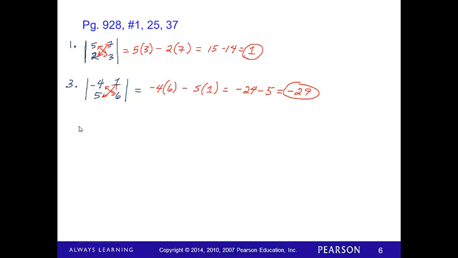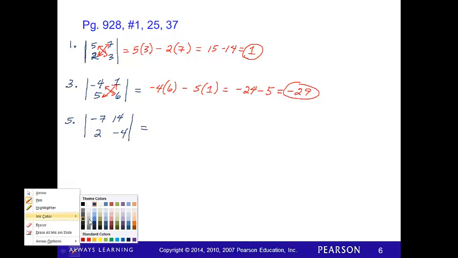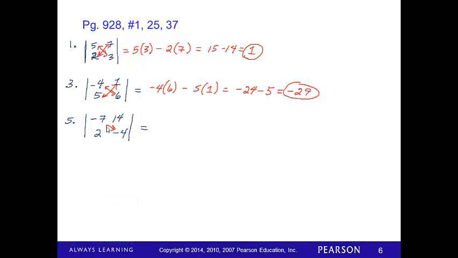Let's also look at number 5. So we have -7, 14, and we got 2, -4. And again, let's find the determinant. So that cross multiplication, and it is -7 times -4 minus 2 times 14, and that comes out to be 28 minus 28, which equals 0. So your determinant can be positive, it can be negative, or it can be 0.